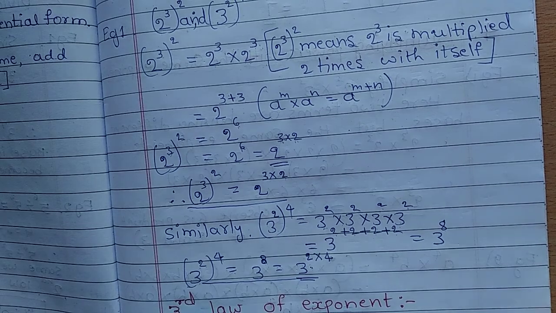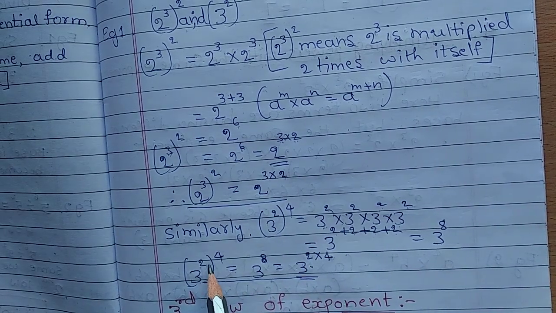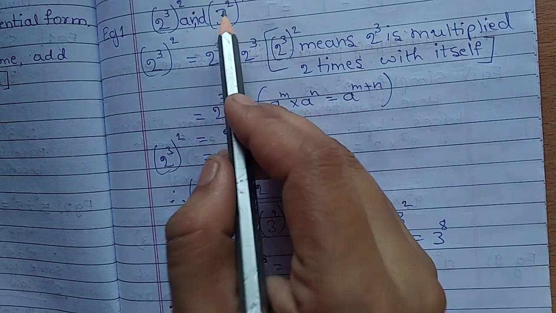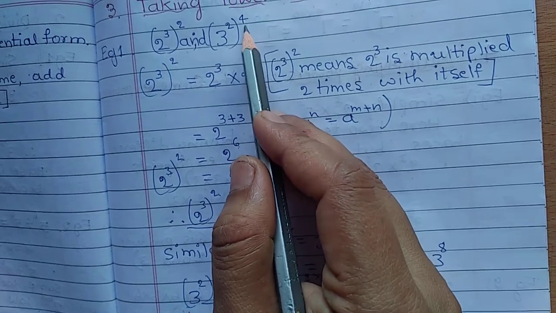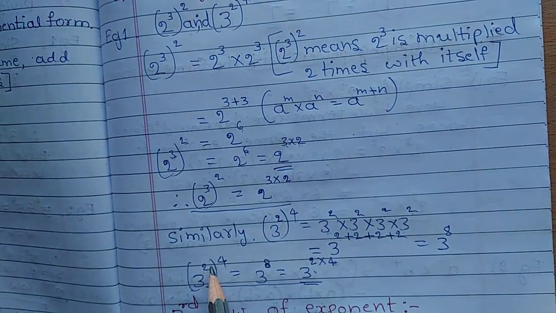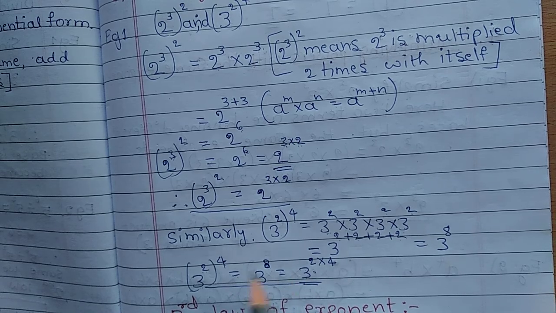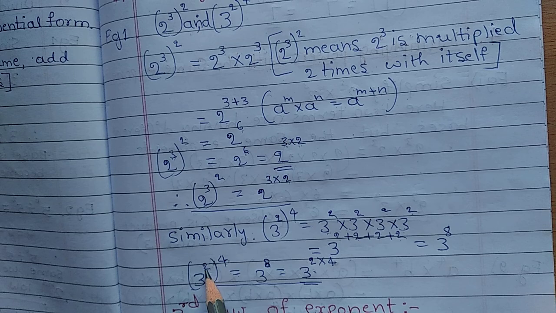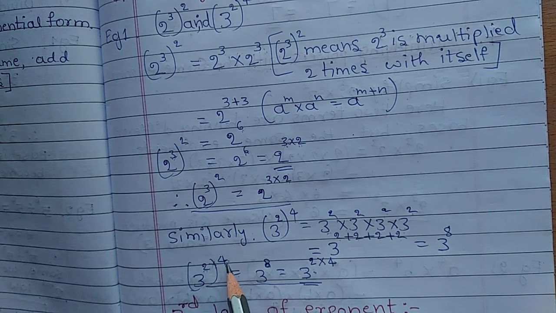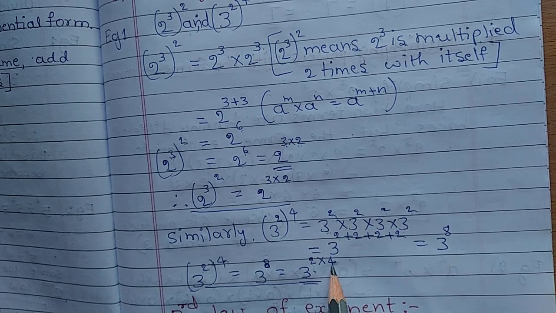Product of 2 and 4. Here 2 and 4 are exponents in the given term. In the given term they have given 3 square whole raised to the power of 4. So 3 square whole raised to the power of 4 is equal to 3 raised to the power of 2 into 4. We have to multiply these two exponents. 3 raised to the power of 2 into 4.